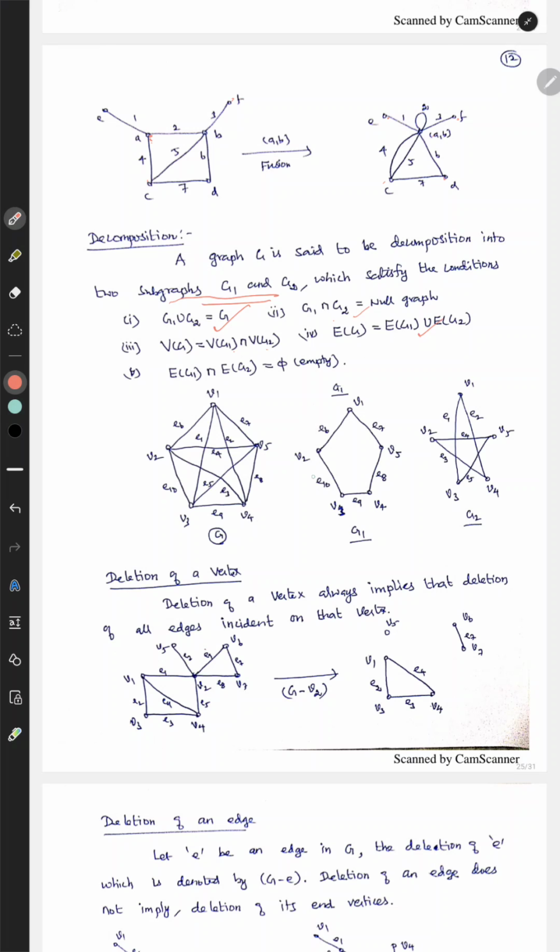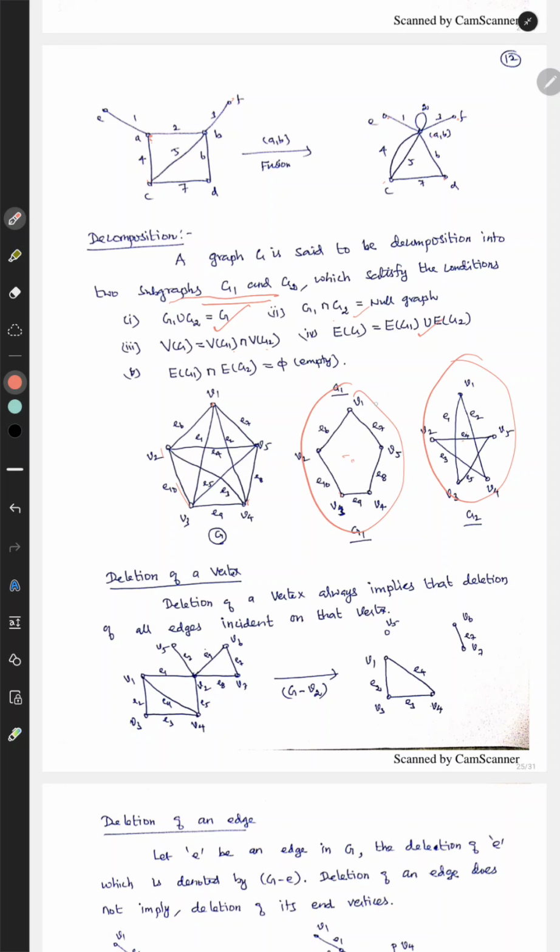So you consider this graph. Okay, so this is the graph G. Its decomposition you can consider as this G1 and this G2. Both of them contain all the vertices of G, right? G1 contains all the vertices of G, G2 contains all the vertices of G. Now G1 contains these edges of G and G2 contains all the remaining edges, right? None of the edges are common as well, right? So this you can consider as a decomposition of G.